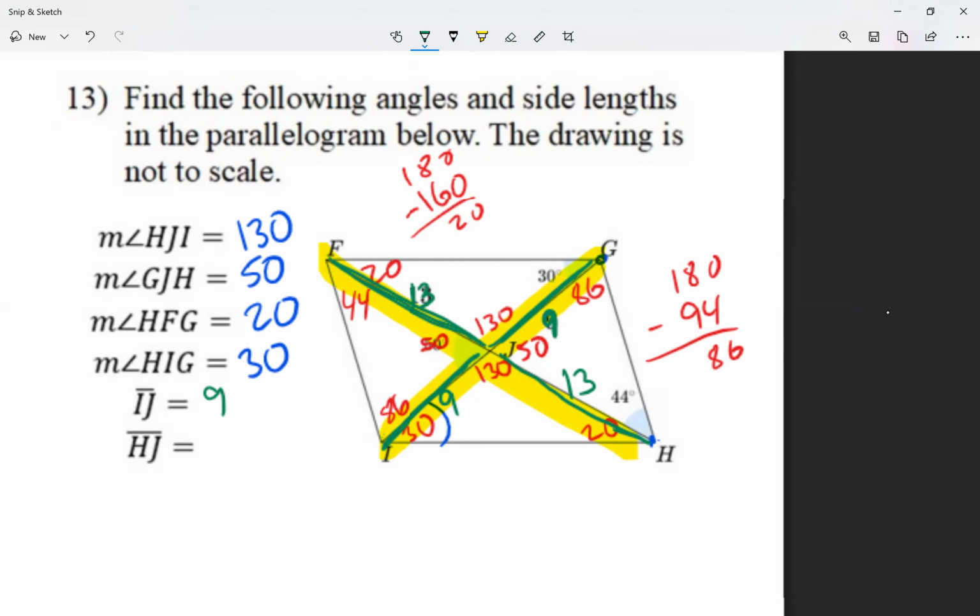HJ. So from H, go to J. This case is 13. That's it. Remember that diagonals cut each other in half. One diagonal doesn't have to be equal to the other. They don't have to be equal unless it is a rectangle. But in this case, it's not a rectangle, so we're good to go.